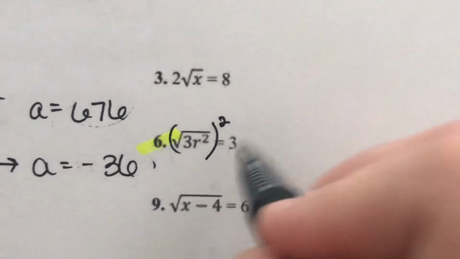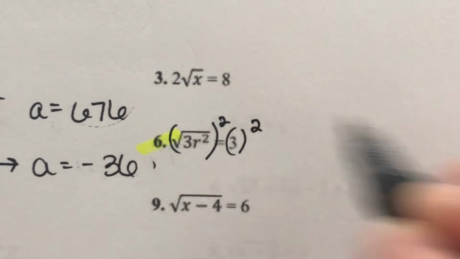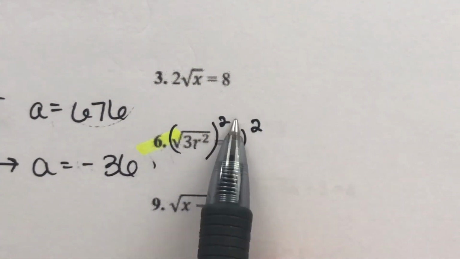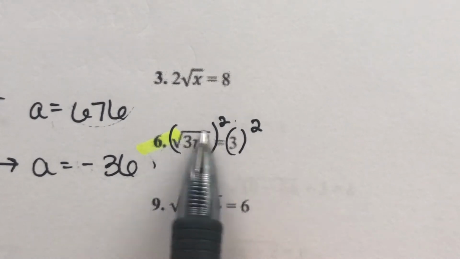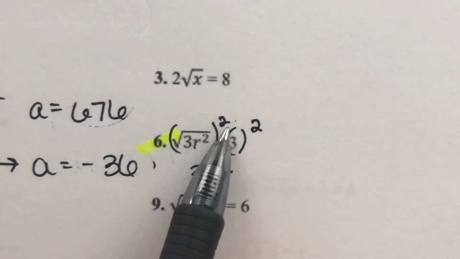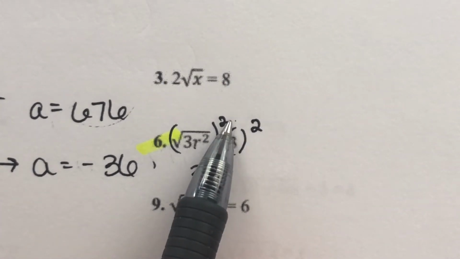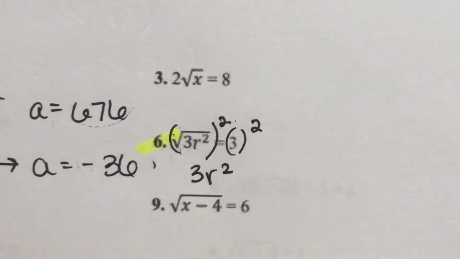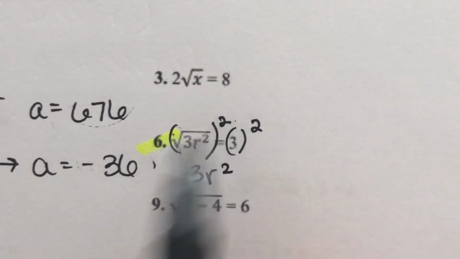And whatever I do on the left side of my equation, I have to do the same thing on the right. Now, when I square this, nothing changes under the radical. It's just going to be 3r squared, because this 2 only cancels out this square root symbol. The square root squared cancels each other out.